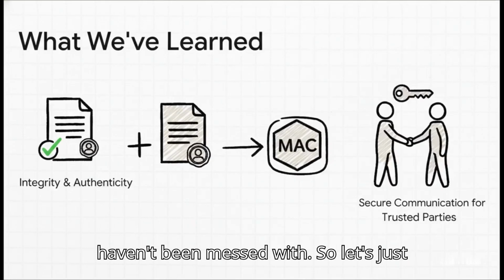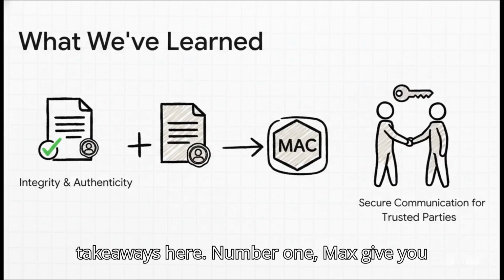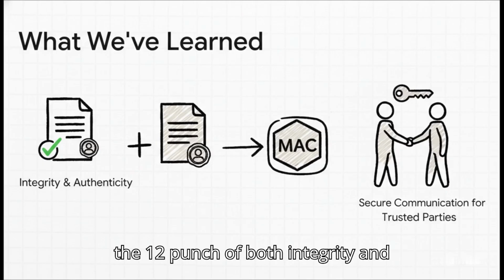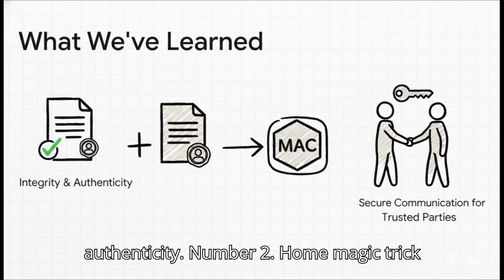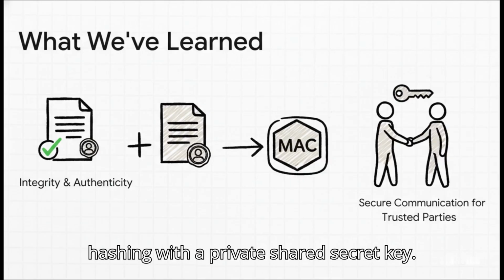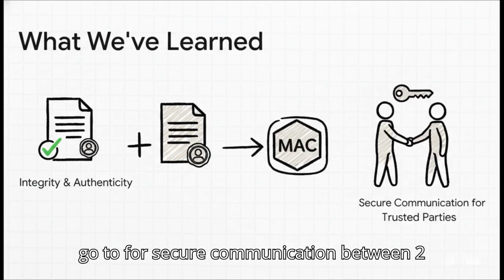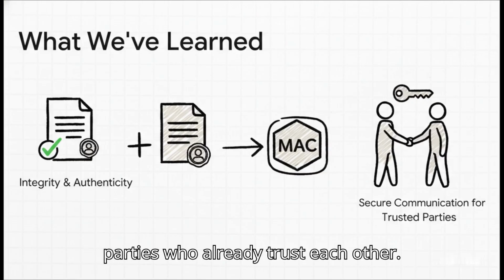So let's just do a super quick recap of the big takeaways here. Number 1, MACs give you the 1-2 punch of both integrity and authenticity. Number 2, the whole magic trick works by combining a public process, hashing, with a private shared secret key. And finally, number 3, MACs are the absolute go-to for secure communication between two parties who already trust each other.